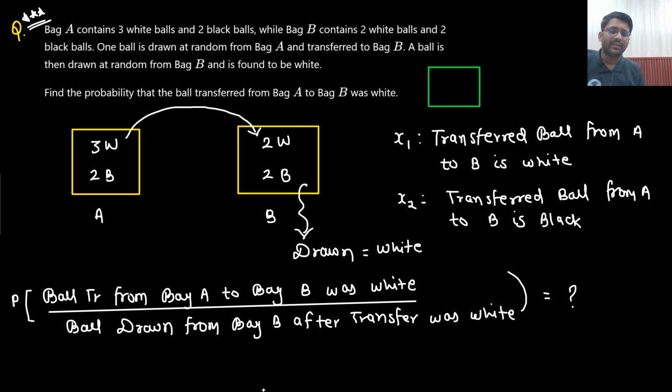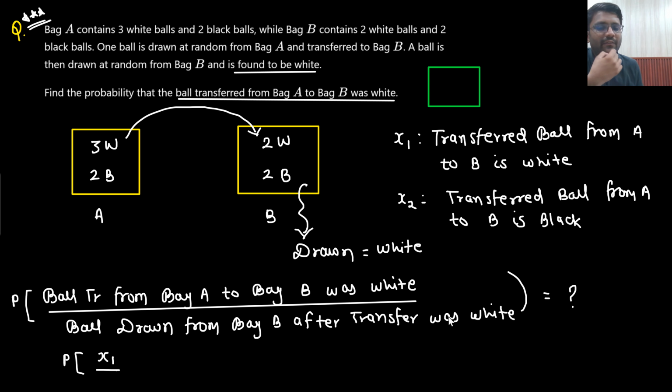By reading the question: you are drawing a ball from bag B, it is found to be white, then you need to find out that the ball transferred from bag A to B was white. That means you are supposed to find out the probability that the transferred ball from bag A to B was white. That means you are supposed to find out the probability of x1 divided by the probability of the ball drawn from bag B after the transfer was white.